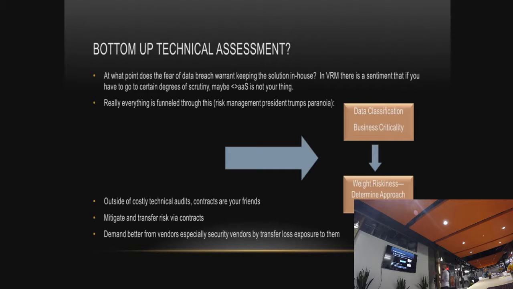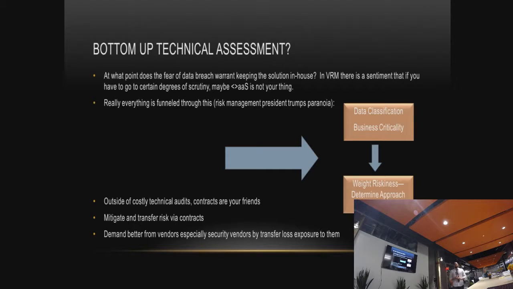So it goes back to the basic VRM thing, right? We classify data, we look at its business criticality, and then we weigh the risk that this vendor presents to our economic status as a business. Then we choose what we want to do. So if it's so mission critical and the data is so sensitive, maybe we just keep it in house. If we're going to ship it out, then maybe we do try to get some pen test results, like up the technical assessment, and still do the top-down assessment approach.